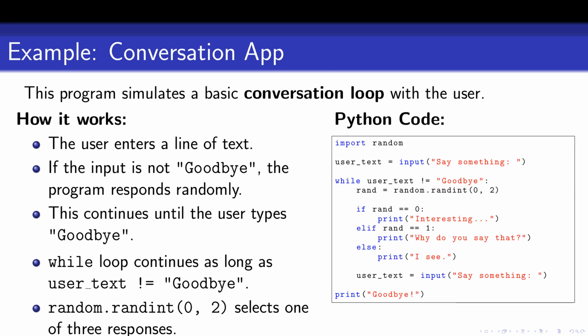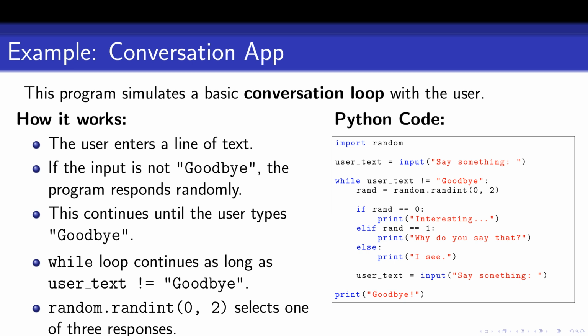In this example, we move from number processing loops to a more interactive, text-based scenario. The program simulates a basic conversation with the user. It uses a while loop that continues as long as the user's input is not the word goodbye. Within each loop iteration, the program selects one of three random responses using the random.randint function.